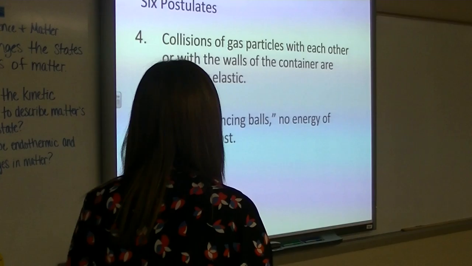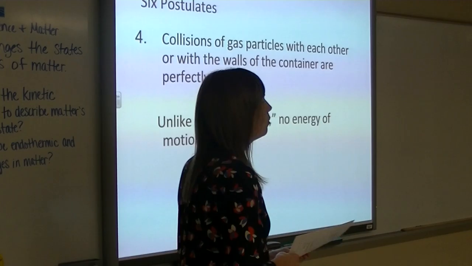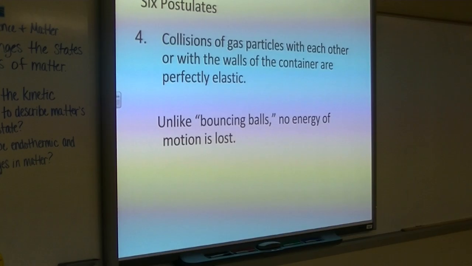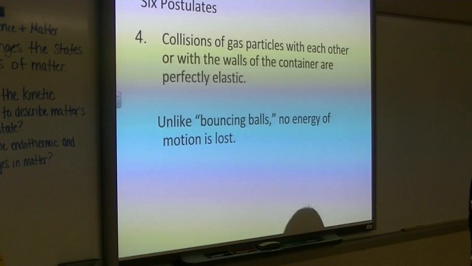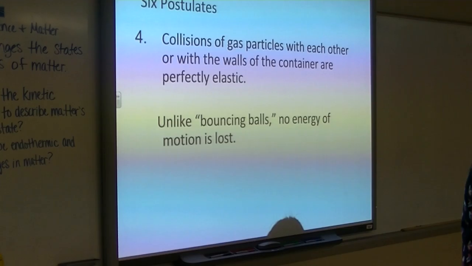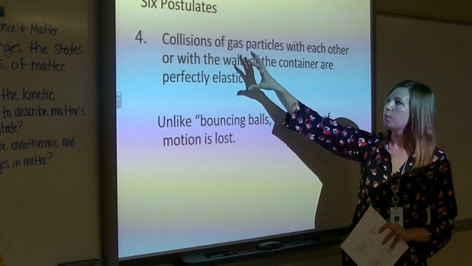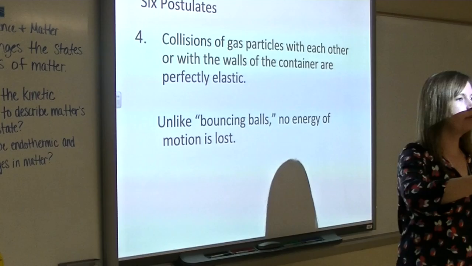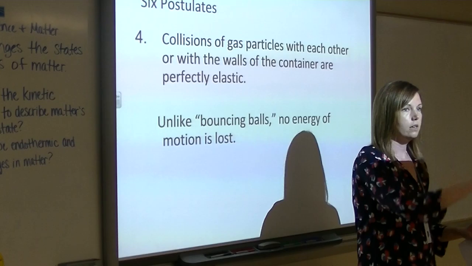Okay, number four, collisions of gas particles with each other or the walls of the container are perfectly elastic. So what that means is, if you take a basketball or a bouncy ball and just drop it, it'll bounce and then it'll bounce a little lower and then a little lower. Do you know what I'm talking about? Each time it bounces it gets lower and lower, right? This means that the gas particles though are perfectly elastic, so exactly opposite of that. It'd be like me taking a basketball and dropping it and it bouncing the same height every single time. Okay, so they have that constant energy. Does that make sense to everybody?